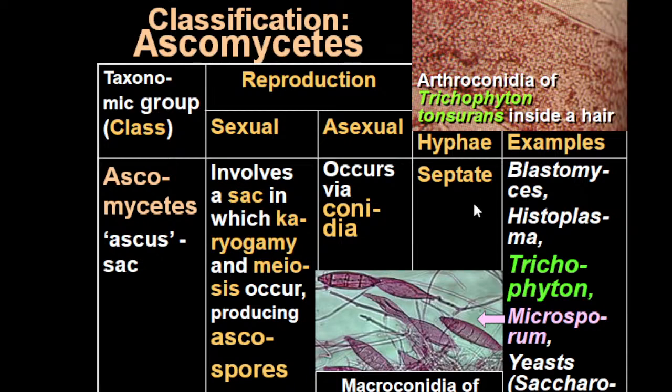And the examples are, my dears, all of these are pathogenic: Blastomyces, Histoplasma, Trichophyton, Microsporum, with the exception of Saccharomyces, which is non-pathogenic.